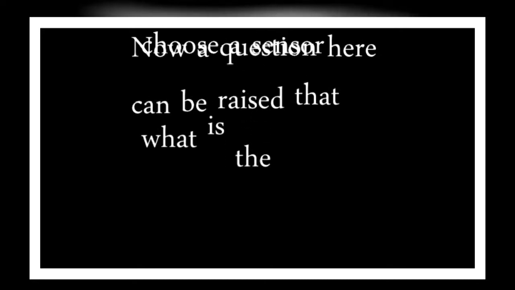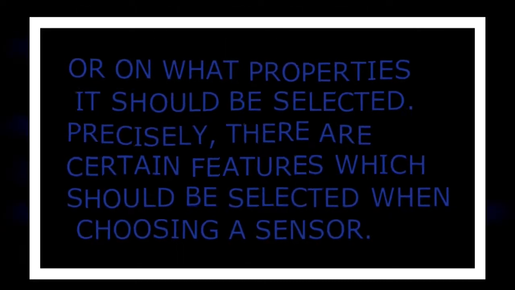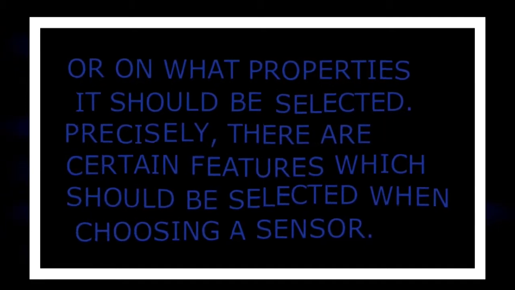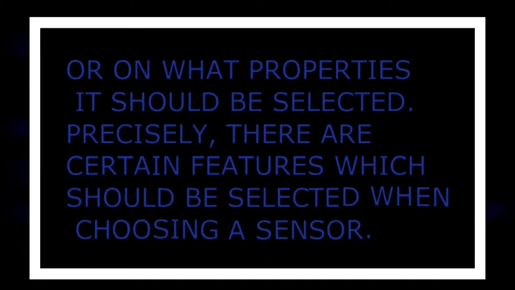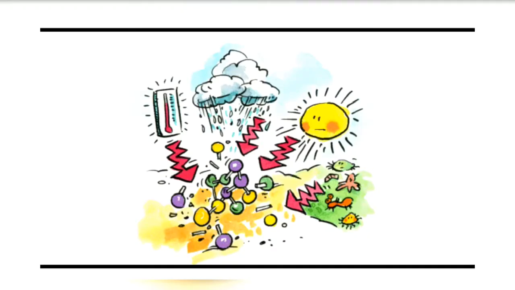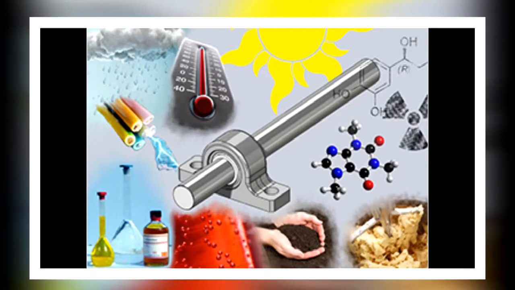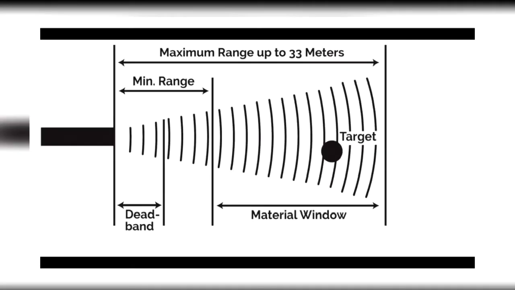Now a question can be raised: what is the criteria to choose a sensor, or on what properties should it be selected? Precisely, there are certain features which have to be considered when we choose a sensor. They are as given below. 1. Accuracy. 2. Environmental condition. A sensor usually has limits for temperature and humidity. 3. Range. To what extent a sensor can measure.